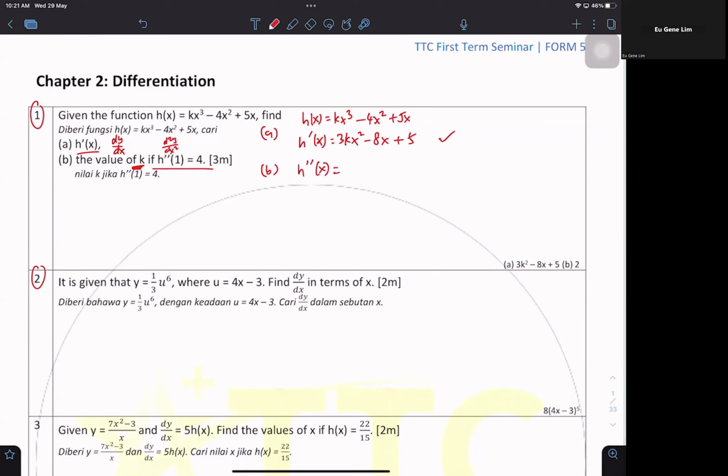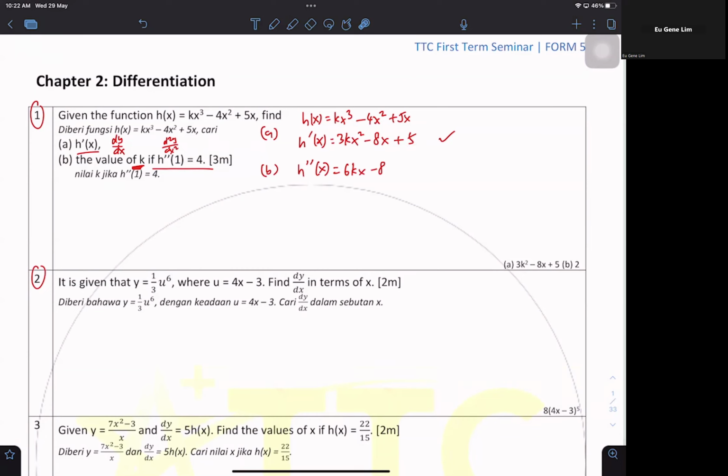So again, power times in front, 2 times 3, 6. 2 minus 1 is 1. 1 times 8, 8. 1 minus 1 is power 0. Power 0 means no x. The 5 got no x, right? 5 got no x, differentiate, disappear. Okay, so h prime prime is 6kx minus 8.